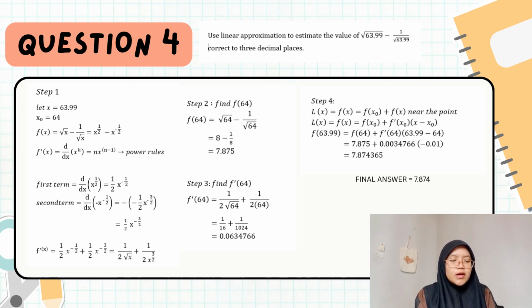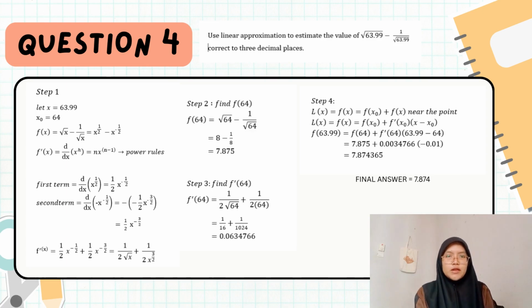For step 4, we just insert the values that we already got. So 7.875 plus 0.0034766 multiplied by negative 0.01. So the answer I got is 7.874365. But the answer requires only 3 decimal places, so my final answer is 7.874.